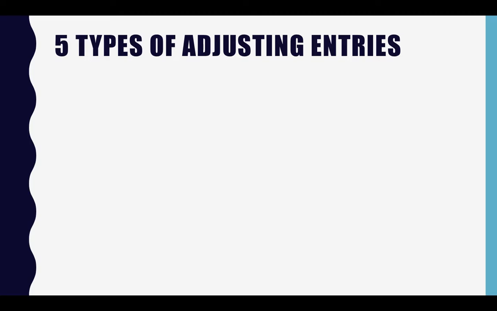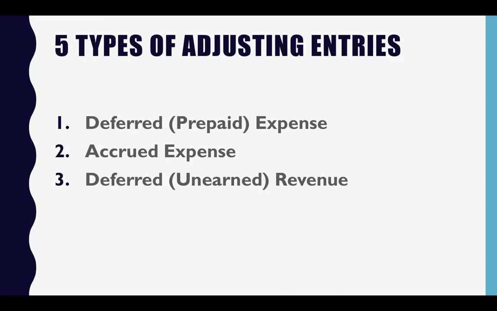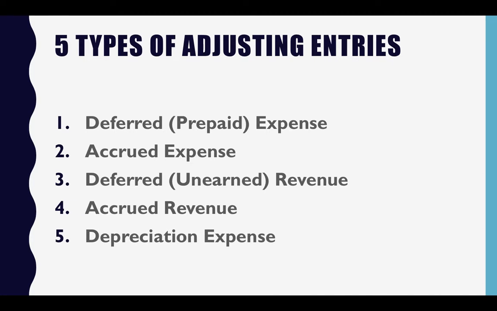So there are 5 types of adjusting entries. We have the deferred expense, accrued expense, deferred revenue, accrued revenue, and depreciation expense. So a deferred expense is when a company pays the cash before it incurs the expense.